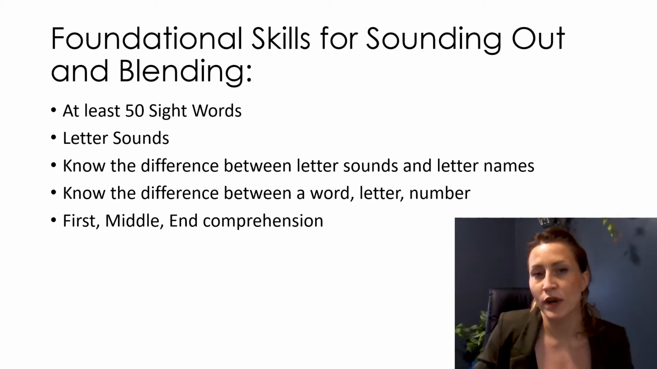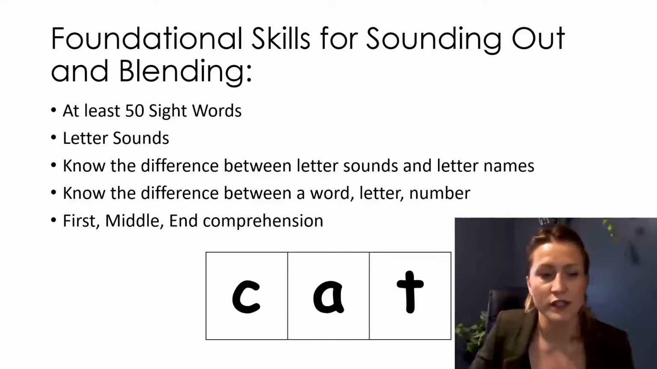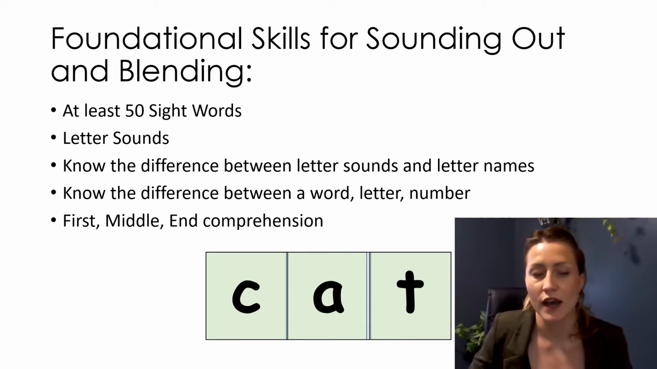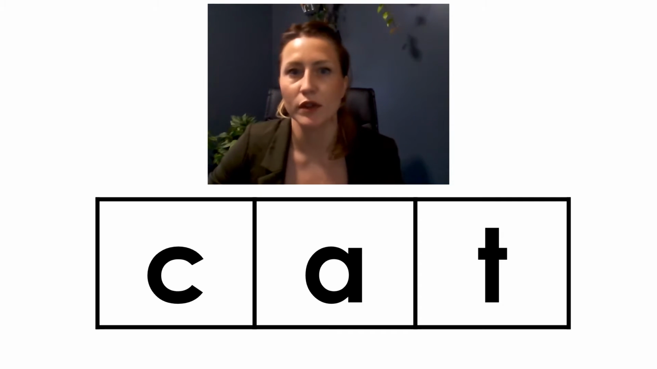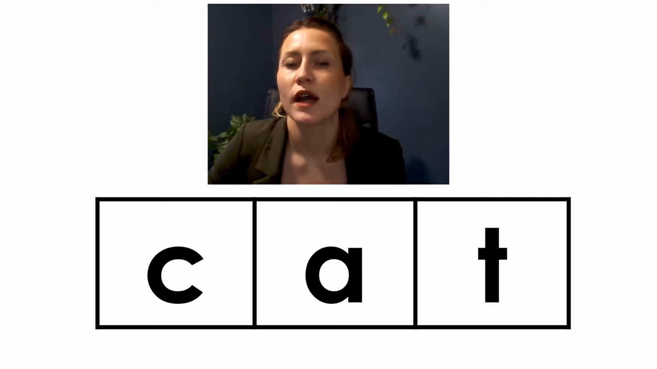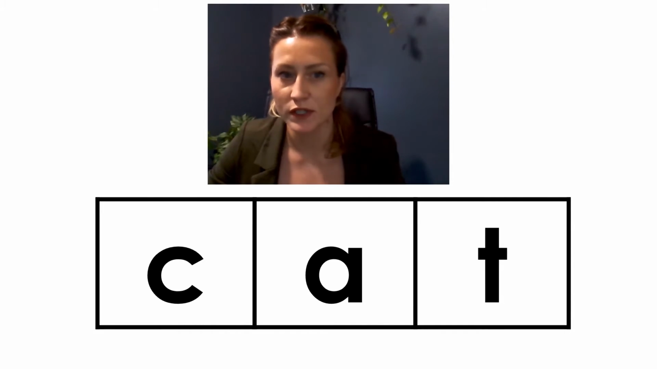And we also want them to comprehend the words first, middle, and end. When we start teaching sounding out, we'll often start with boxes like this, and we might ask for the first sound, the middle sound, or the ending sound. As long as they have that vocabulary and comprehend it, that makes these activities a lot easier to navigate. So once they have those 50 sight words, the majority of their letter sounds, they know the difference between the letter name, the letter sound, a word, and a number, and they understand the first, middle, end language, then we can start sounding out short CVC words.